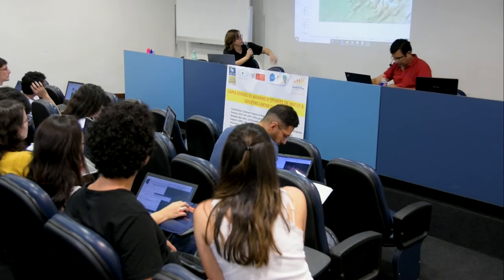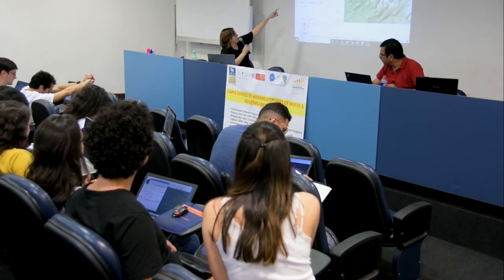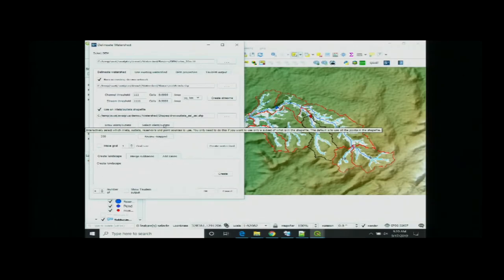Can you open the tab of the delineate? Just go back, go to select inlets and outlets, and then you delete those ponds that have errors.